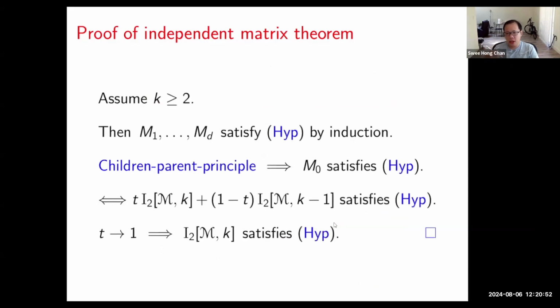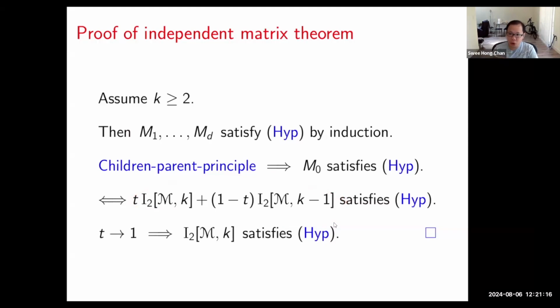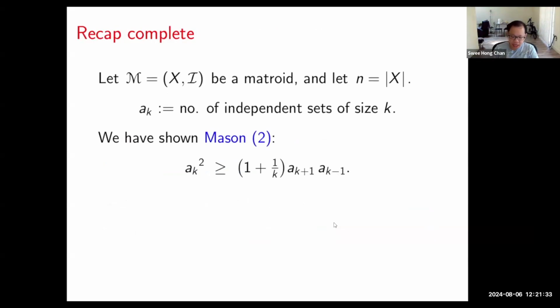Okay. And now assume that k is greater than 2. By induction, all of the children have the hyperbolic property. Then, by the children-to-parent principle, the parent also has the hyperbolic property. But by definition, M0 is equal to this matrix over here. And because the hyperbolic property is preserved as you take the limit, as t goes to 1, the matrix I2 M_k also satisfies the hyperbolic property. That is how we prove the independent matrix theorem. And once you put everything together, that is how we prove the Mason theorem for all matroids.